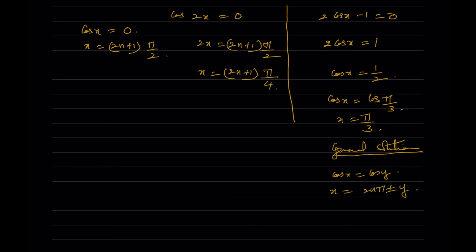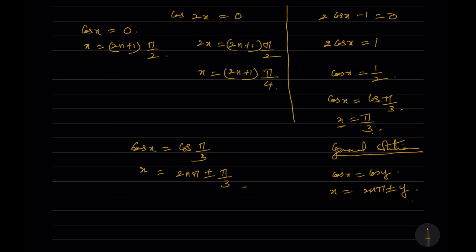So therefore what are we having here? Our y is equal to pi by 3. So here we can write cos x is equal to cos pi by 3, taking y as pi by 3. Therefore x is equal to 2n pi plus or minus pi by 3. So this is the answer for n belongs to Z. Next, going into the next problem.